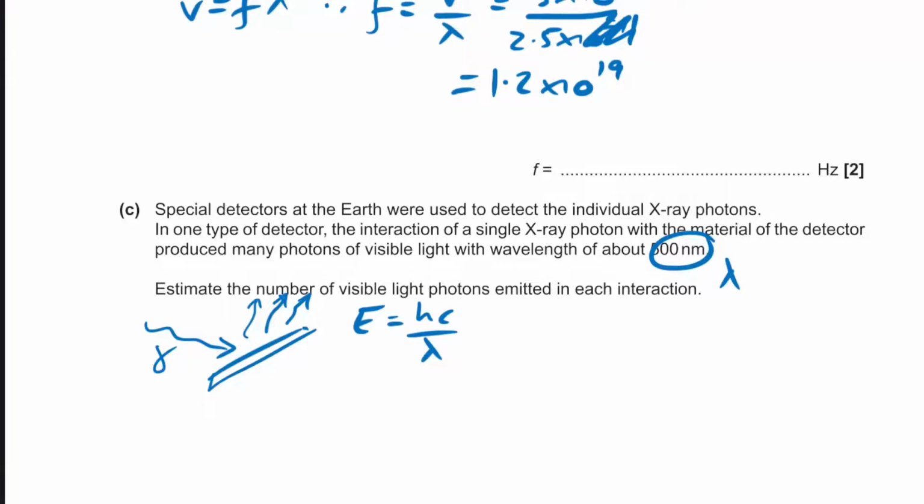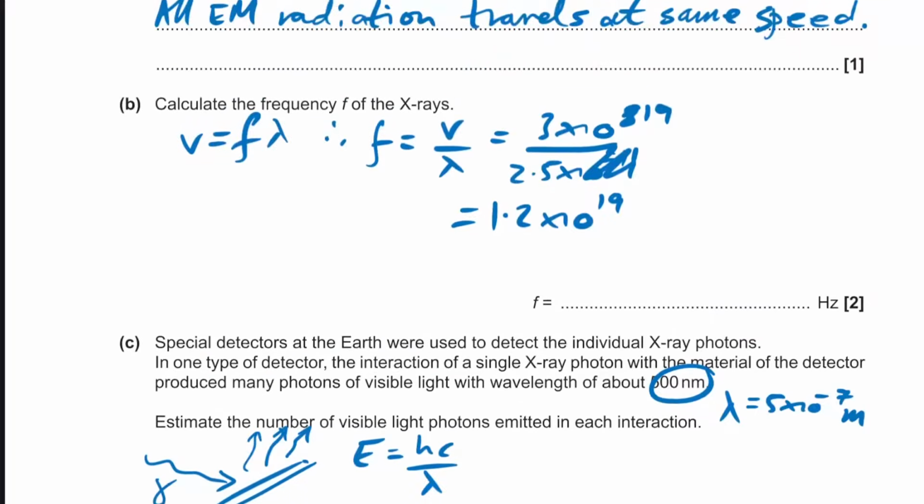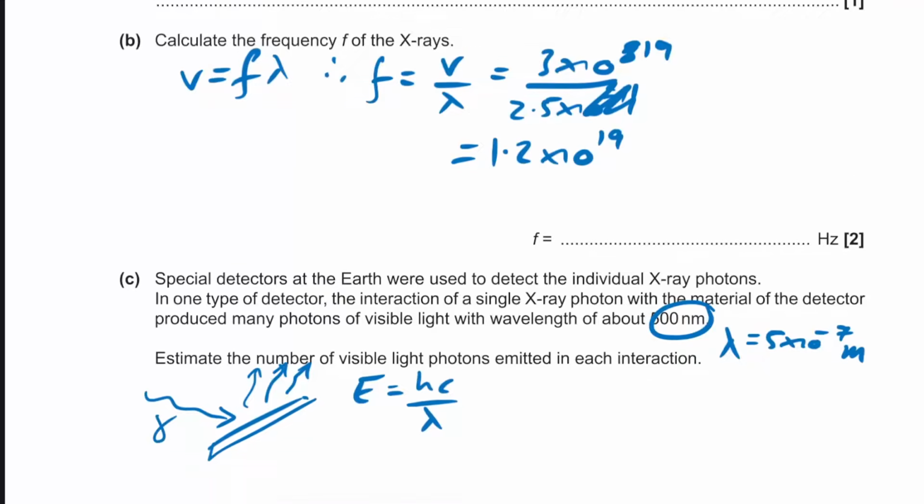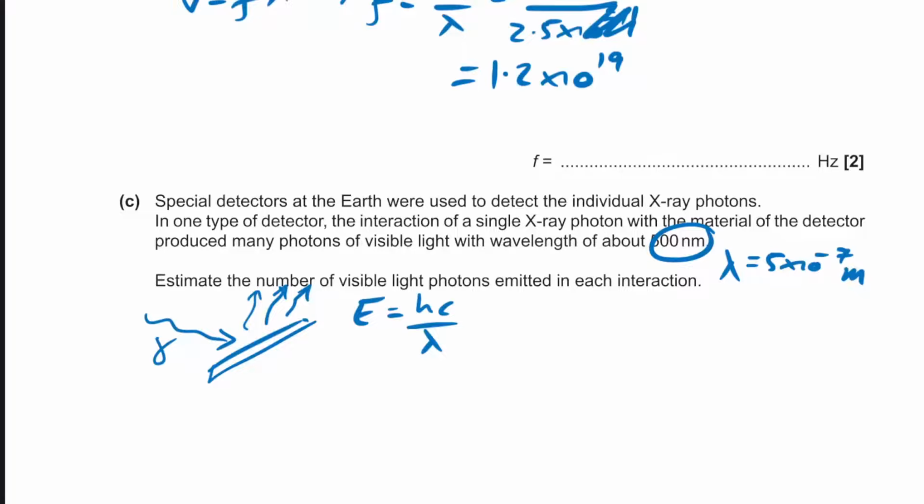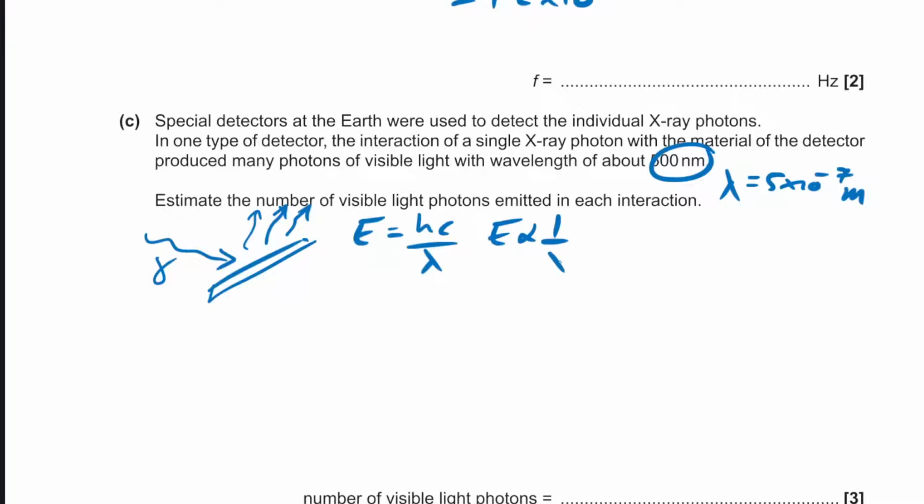I guess we can go with frequency. No, we've got wavelengths, let's go with that. The wavelength of this is 5 times 10 to the minus 7 meters, whereas the original wavelength up here was 2.5 times 10 to the minus 11. Because energy is proportional to 1 over lambda, the higher the energy means fewer photons. But when do we get a higher energy? We have it with a lower wavelength.